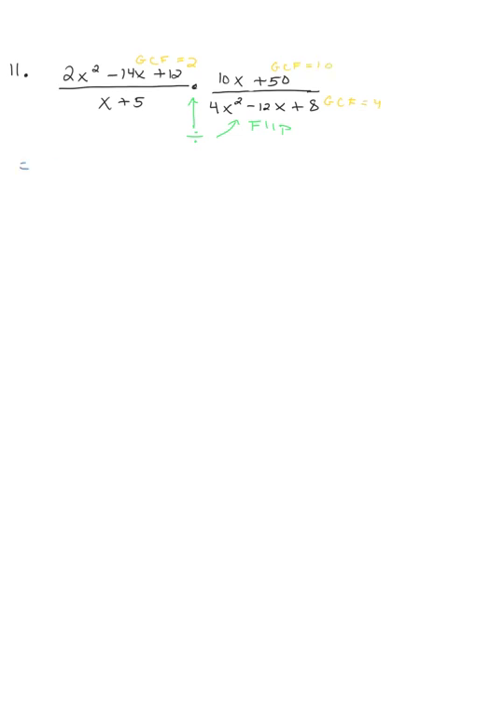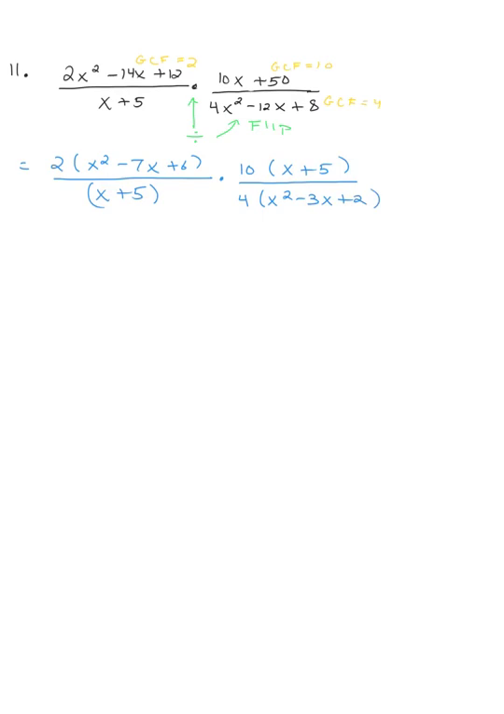In the first fraction, if I take out the 2, I'm left with x squared minus 7x plus 6. I can't do a thing to the denominator. Maybe I'll just put it in parentheses. If I factor out the 10 over here, I get x plus 5. Okay, that's looking good. And then here, if I factor out 4, I have x squared minus 3x plus 2.